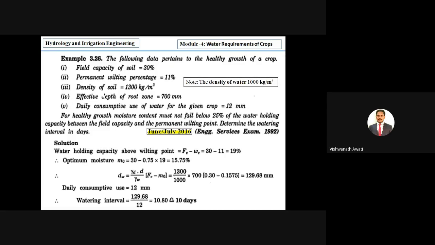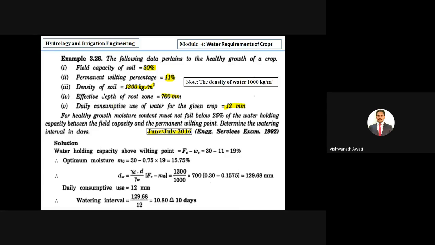This was also asked in June July 2016. The difference is that they have given the density of soil in kg per meter cube. The following data pertains to healthy growth of a crop. Field capacity is 30%, permanent wilting point is 11%, density of soil is 1300 kg per meter cube, effective depth of root zone is 700 mm, and daily consumptive use of water for the given crop is 12 mm.